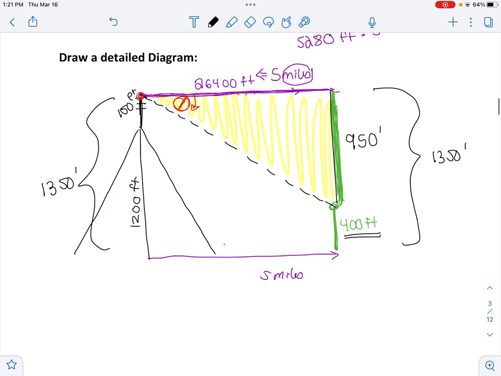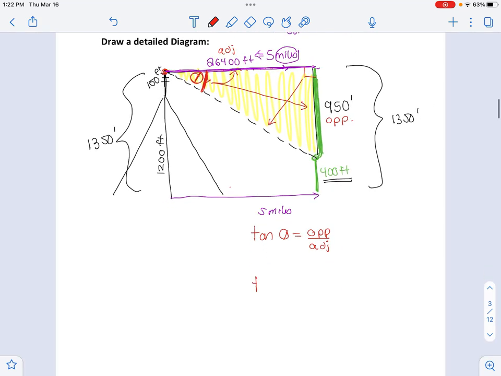Now, looking at this triangle, I'm solving for the angle of depression over here. The side across from it is my opposite. The side next to it is my adjacent. Keep in mind, guys, wherever your right angle is, the side across is the hypotenuse. I don't know anything about the hypotenuse, so I'm not using that one. I'm using opposite and adjacent. That means I'm using tangent to be able to solve this. Tangent equals opposite over adjacent.